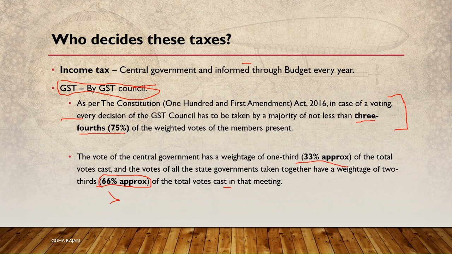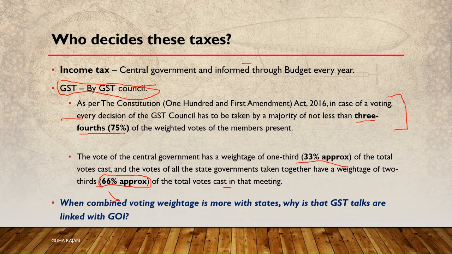But even then, even if all states agree, if the government of India doesn't agree, then also, because 75% is the majority mark, naturally the central government has to agree on that taxation as well. But it works both ways: the state governments can stop it too, if they are not confident about the tariff or about a commodity coming under taxation. The state governments can always stop the taxation or the tariff.